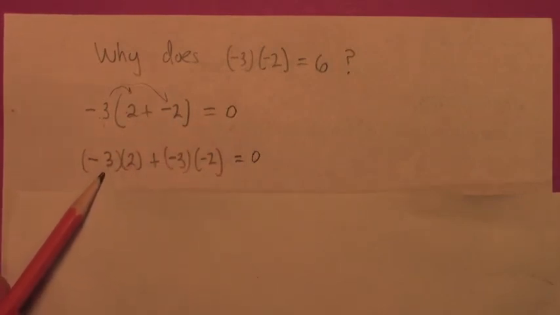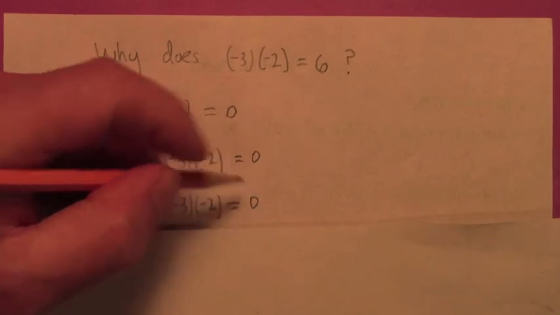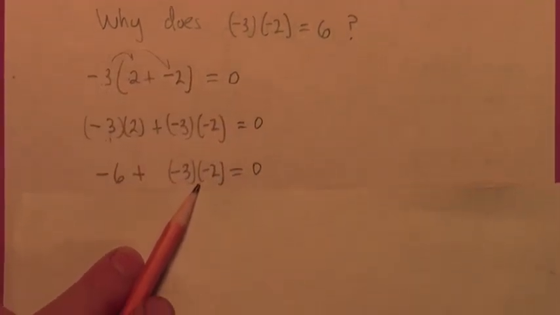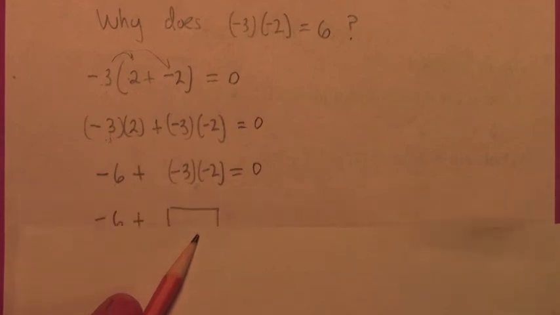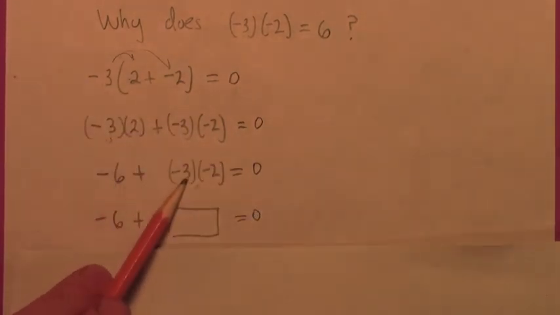Now see this first one, -3 times 2? We know that's -6 because of the definition of multiplication: this can be thought of as -3 plus -3, which is -6. So we know that this term is -6. The question is, what does this term have to equal? That's where we're going with this. We're almost done. So think of it this way. We have -6 plus this thing equals 0.